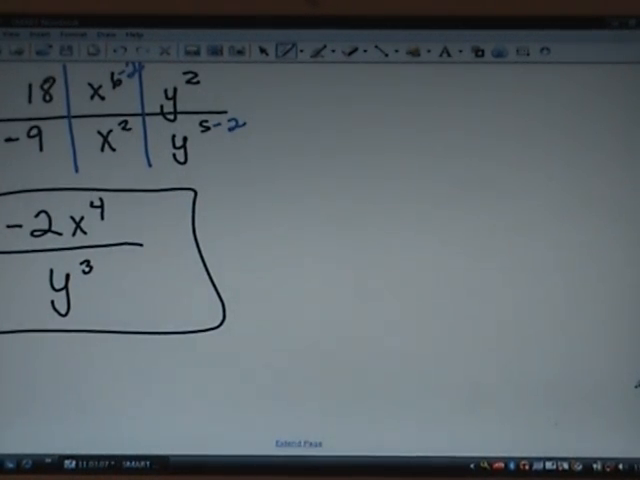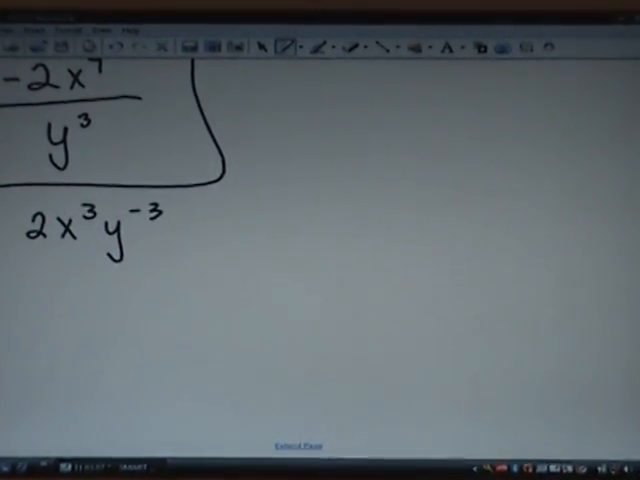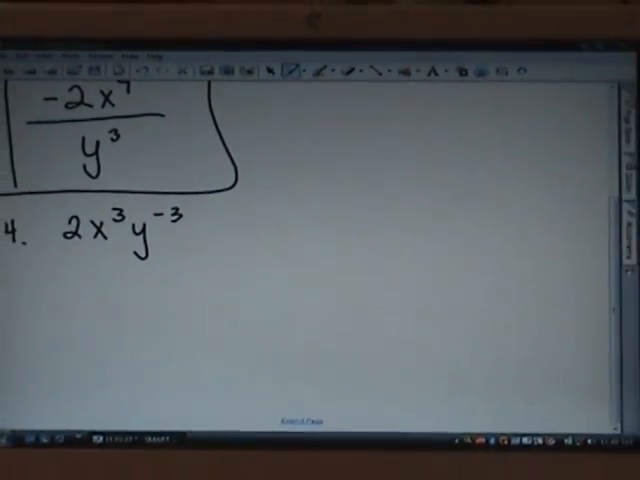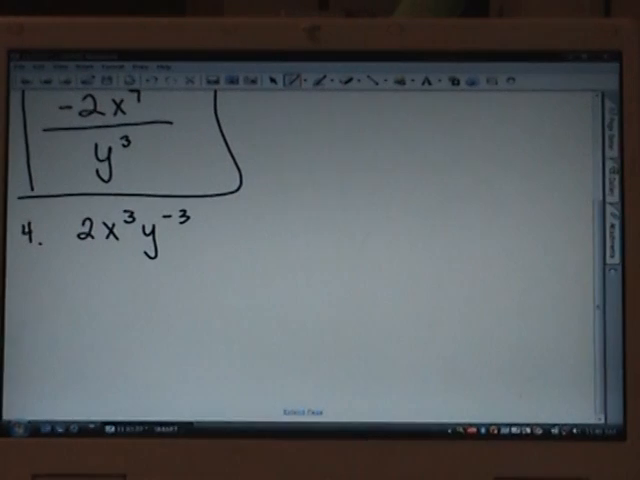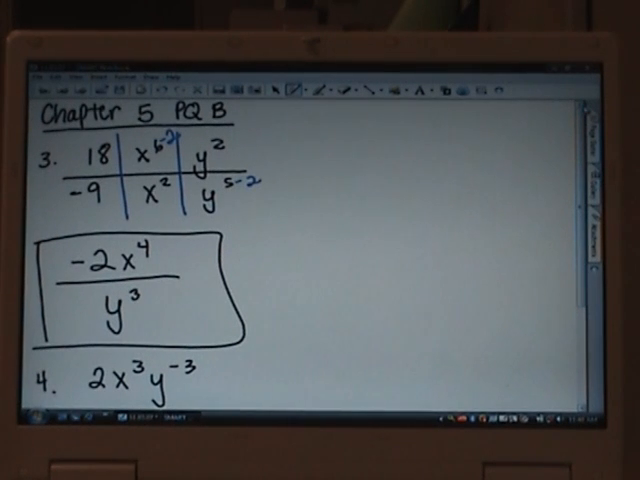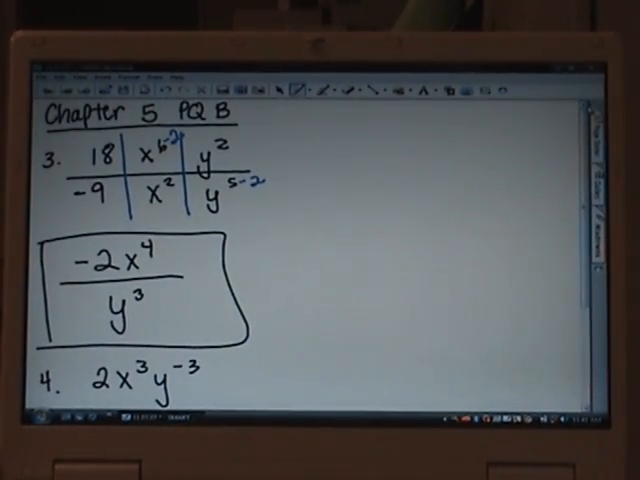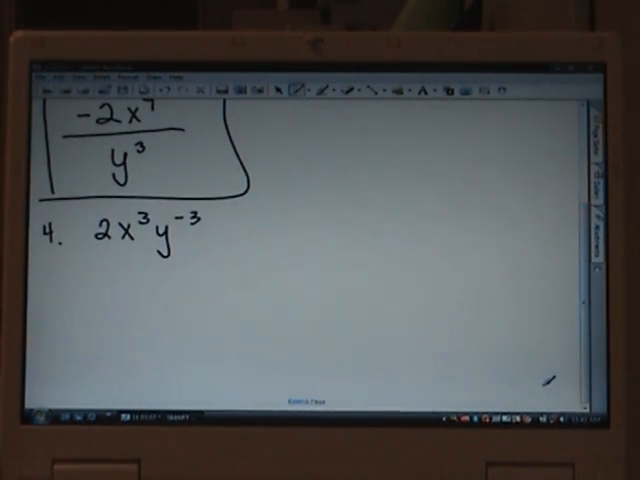I'm sorry, I don't know which one was asked next. Number 4 was asked. I forgot to adjust it. I'm just going to go back up for that first one. Okay. Let's see. 2x to the third, y to the negative 3 over 6x to the 6th, y to the second.